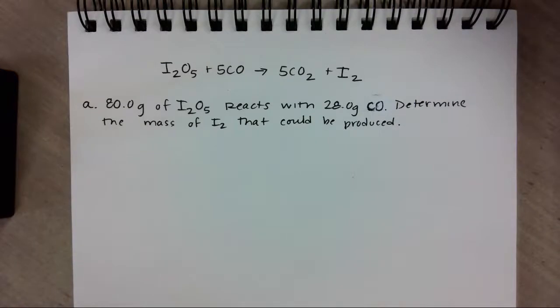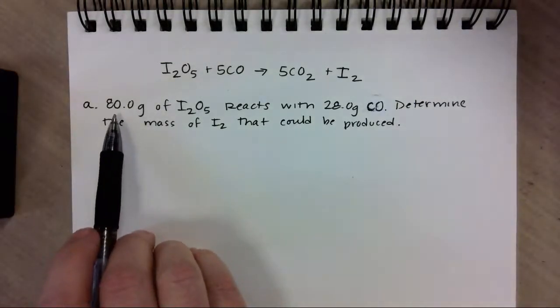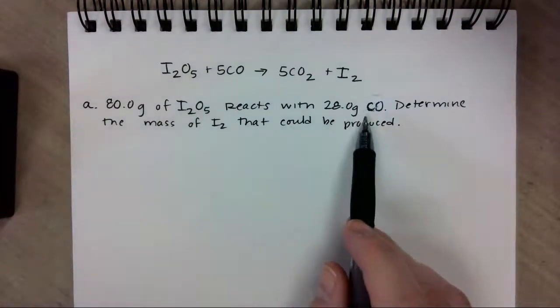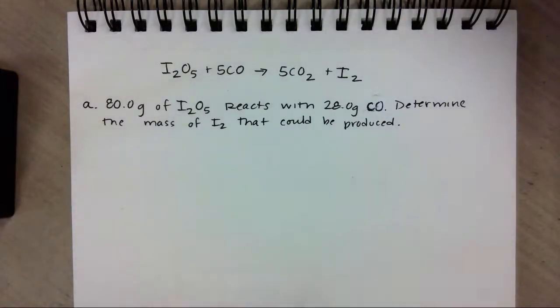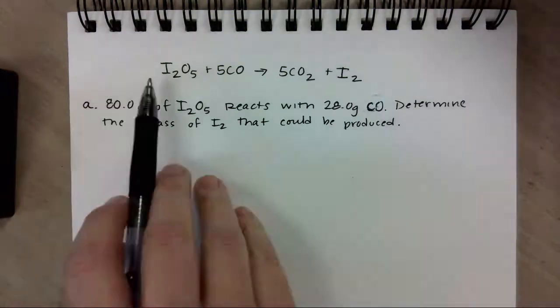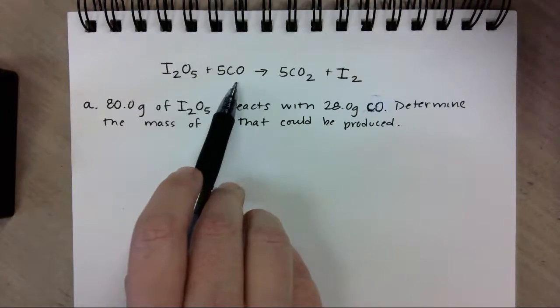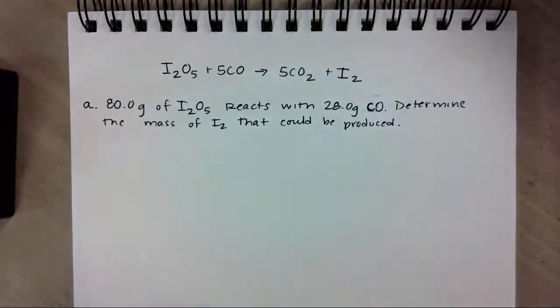So we're going to start off with the question for A, where it says 80.0 grams of I2O5 reacts with 28 grams of carbon monoxide. Determine the mass of I2 that could be produced. When we do our stoichiometry, we've always said that we want to make sure our equation is balanced. So I've got 2 iodine and 2 iodine, 5 carbon and 5 carbon, and 10 O's and 10 O's. So I'm all balanced out in that department, so we're good to go.